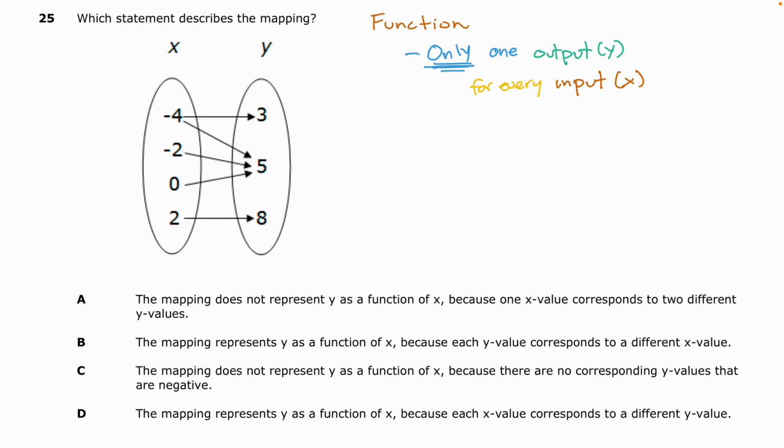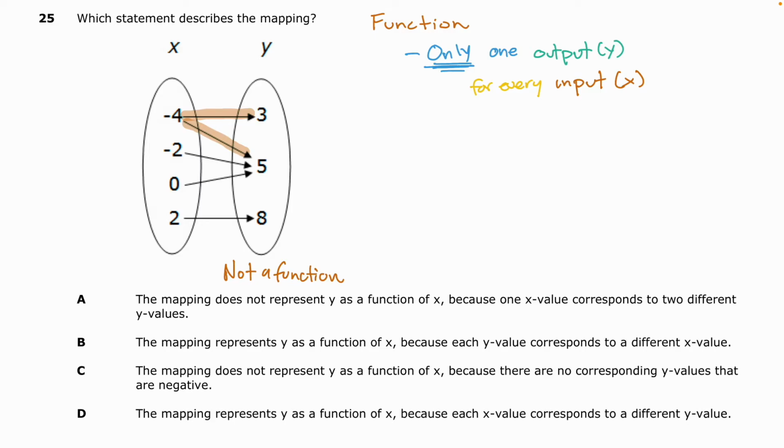If you see this input right here of 4 has one output right here and another one right here, that automatically disqualifies this as a function. This is not a function. Not a function. So let's take a look at the example problems here. The mapping does not represent a function. That's correct, because one x value corresponds to two different y values, which is what's happening here.